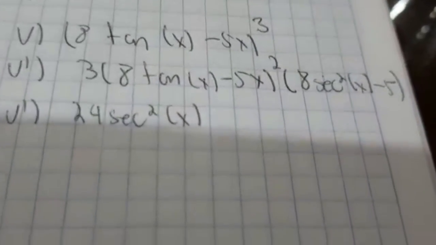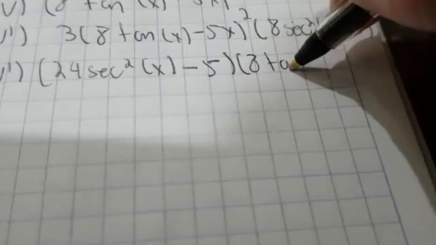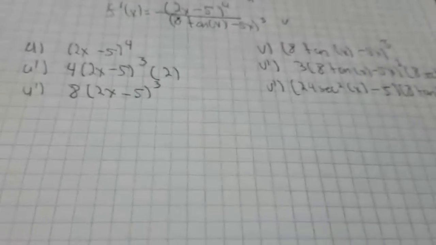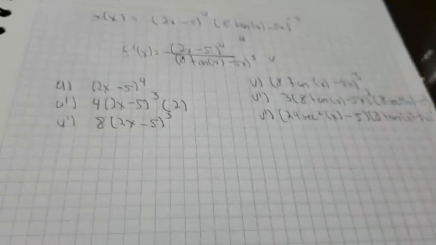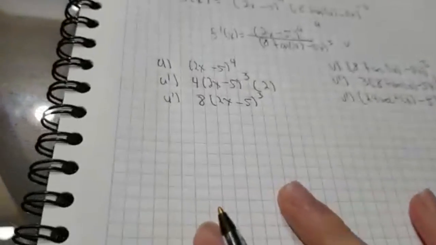What we can also do here is multiply this one and this one. We're going to have 24 secant squared of x, because we're multiplying, remember, minus 5, all of that, times this one, which would be (8 tan of x minus 5x) squared. Now that we have this, it's going to be a lot easier to put it in terms of the quotient rule, for example.